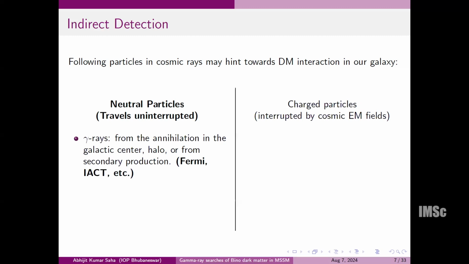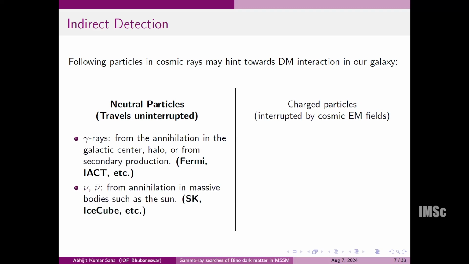Among neutral particles, we may have gamma rays. So gamma rays can be a product of dark matter annihilation, or dark matter may annihilate to charged particles, and those charged particles can also emit gamma rays. There are experiments like Fermi, ICT, etc. They are used to track these gamma rays coming from dark matter annihilation. Secondly, dark matter may annihilate to neutrinos also. Super-Kamiokande, IceCube: these experiments measure the flux of neutrinos coming from dark matter annihilation.